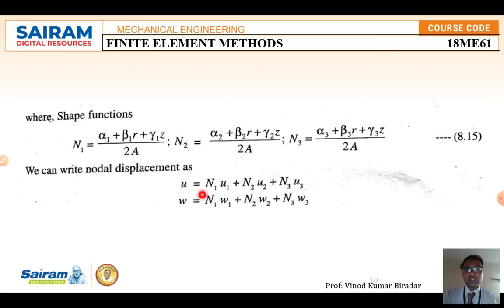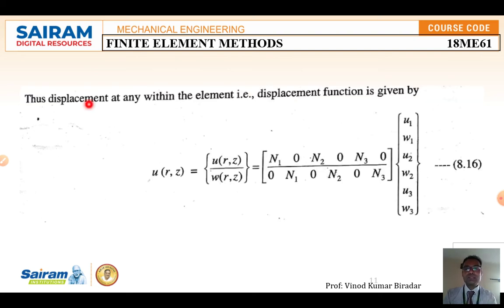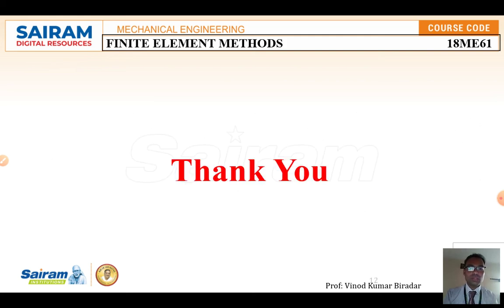We can write like this, u is equal to n1 u1 plus n2 u2 plus n3 u3, w is equal to n1 w1 plus n2 w2 plus n3 w3. Okay, so this we can write as the displacement at any point within the triangular element. Okay, that is the displacement function, you can write like this. Okay, so for the triangular element, u of r comma z, that is x and y, u w of r comma z is equal to n1 0 n2 0 n3 0 whole divided by 0 n1 0 n2 0 n3. So this is at node number 1, u1 w1, u2 w2 nothing but at node number 2, u3 w3 at node number 3. Okay, so this is the derivation.